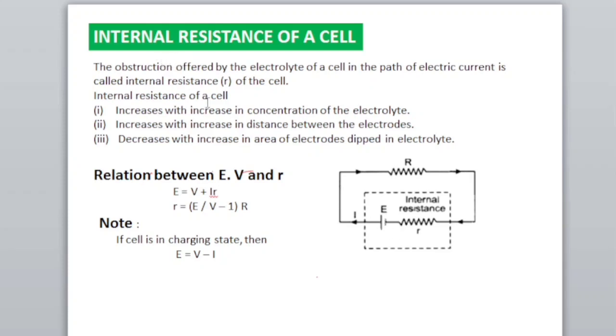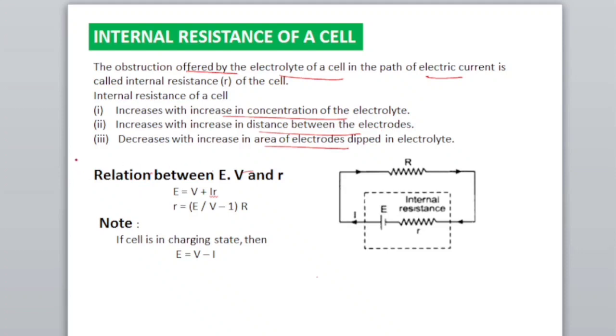What is this internal resistance? The cell has some electrolyte solution. It depends upon what type of electrolytic solution you are using. So the internal resistance of a cell is the opposition of the electrolyte of a cell in the path of the electric circuit. It increases with increase in concentration of the electrolyte, increases with increase in distance between the electrodes, and decreases with increase in area of electrodes. All these factors matter: concentration of electrolyte, distance between the electrodes, and area of electrodes.